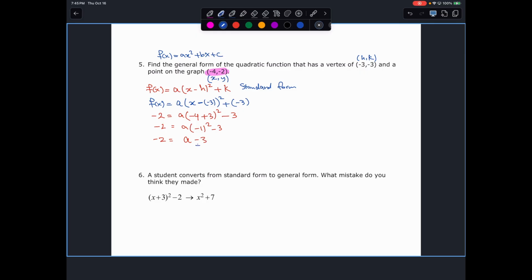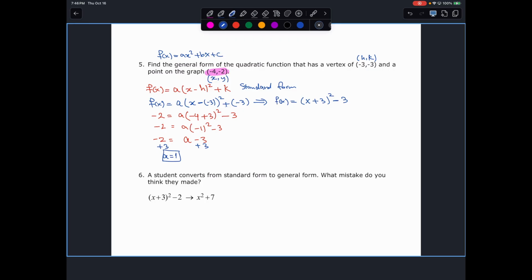Now I'm going to solve this equation. I will add 3 to both sides of the equation. So a is equal to 1. So now I know that my equation is going to look like f of x equals a, and I will replace the a with its value, which is 1. So I will have x plus 3, because negative times negative is positive, all squared. And then positive times negative is negative, so it's going to be minus 3. So far, so good. Now, this is called the standard form.